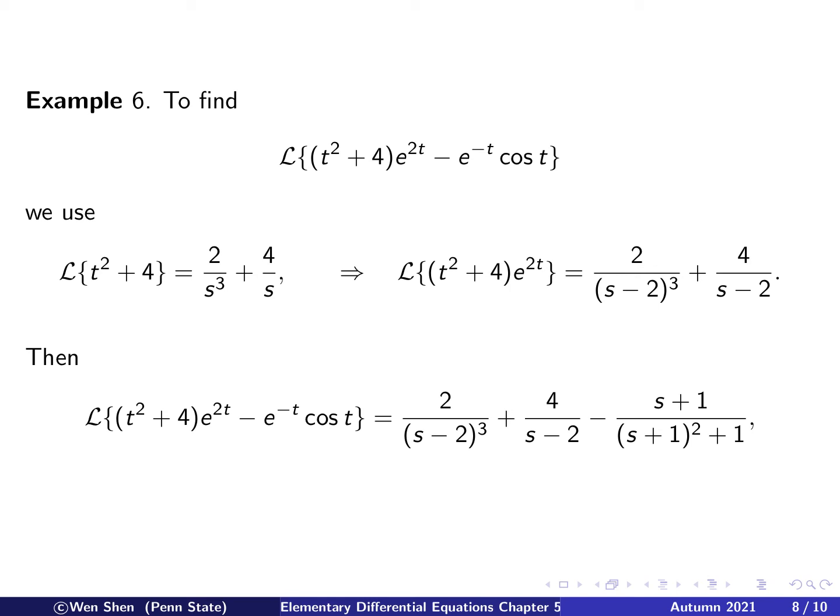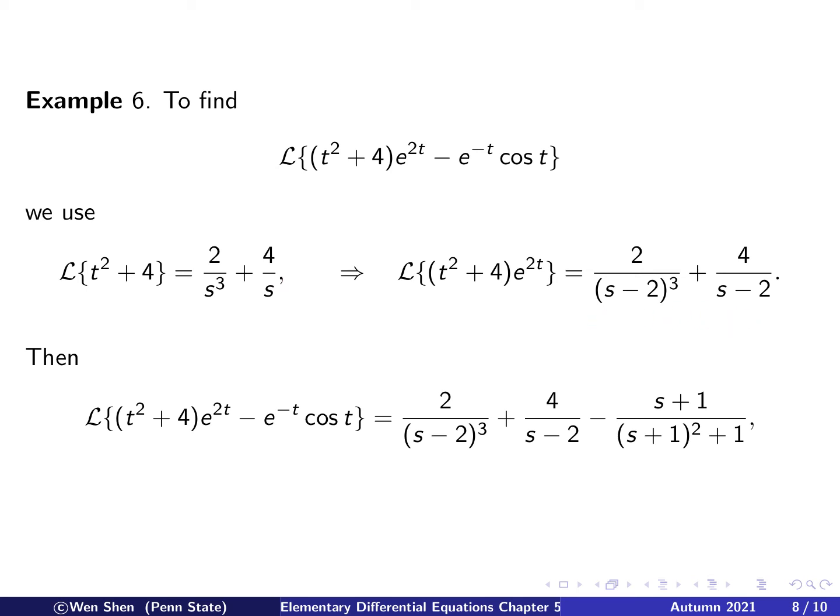So, okay, let's figure out the Laplace transform of t squared plus 4, and then we can do it for each term. So for t squared we get 2 over s cubed, and for 4 we get 4 over s. And then we apply the shift theorem to work out the transform of this function multiplied by e to the 2t. That is, you would just take this function here and shift it by 2, replacing all the s by s minus 2, and that's what you get.